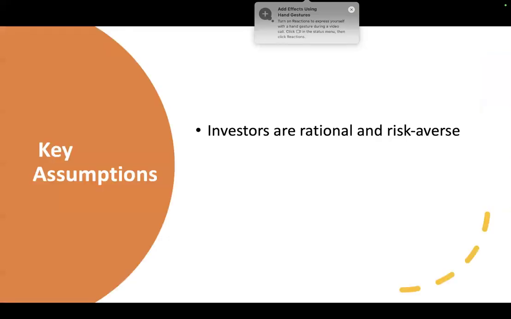Now we're going to make a few assumptions. Number one assumption is that investors are rational and risk averse. When we say risk averse, sometimes people say, if people are risk averse, why do people go to Vegas and gamble? It's a different story. You can't say that. Going to Vegas, the fun of being there and doing all of those activities, that's fun for many people.